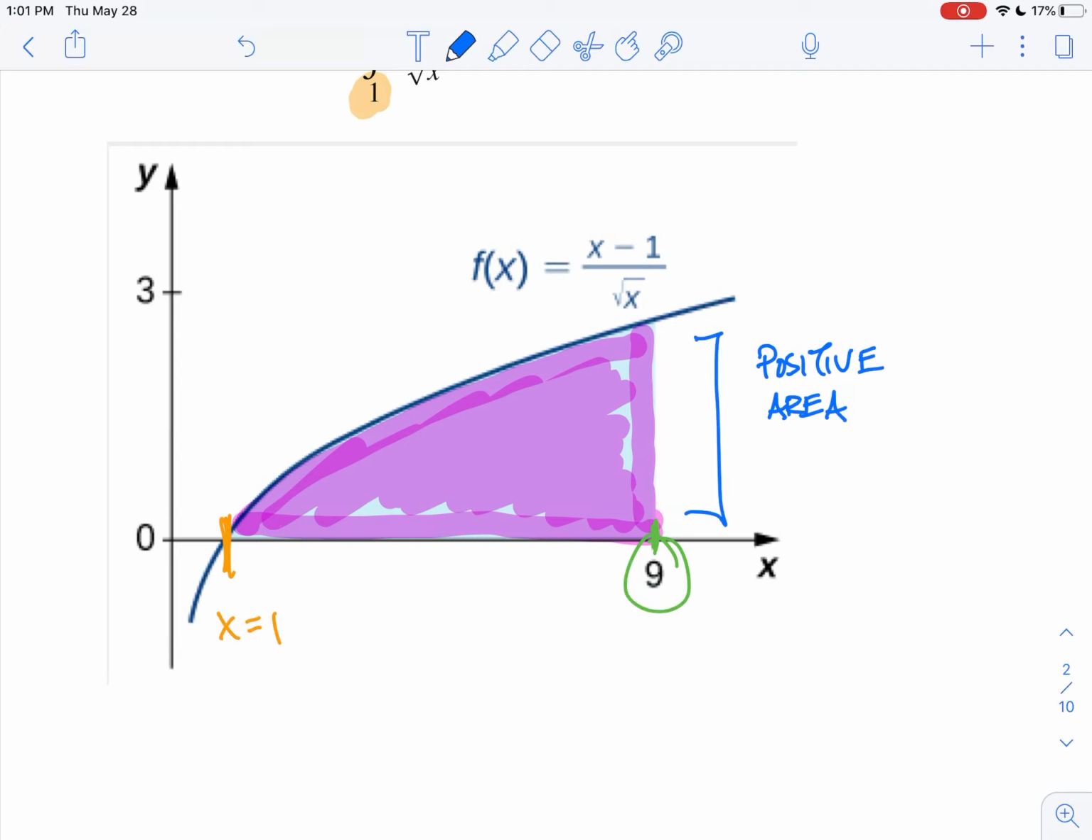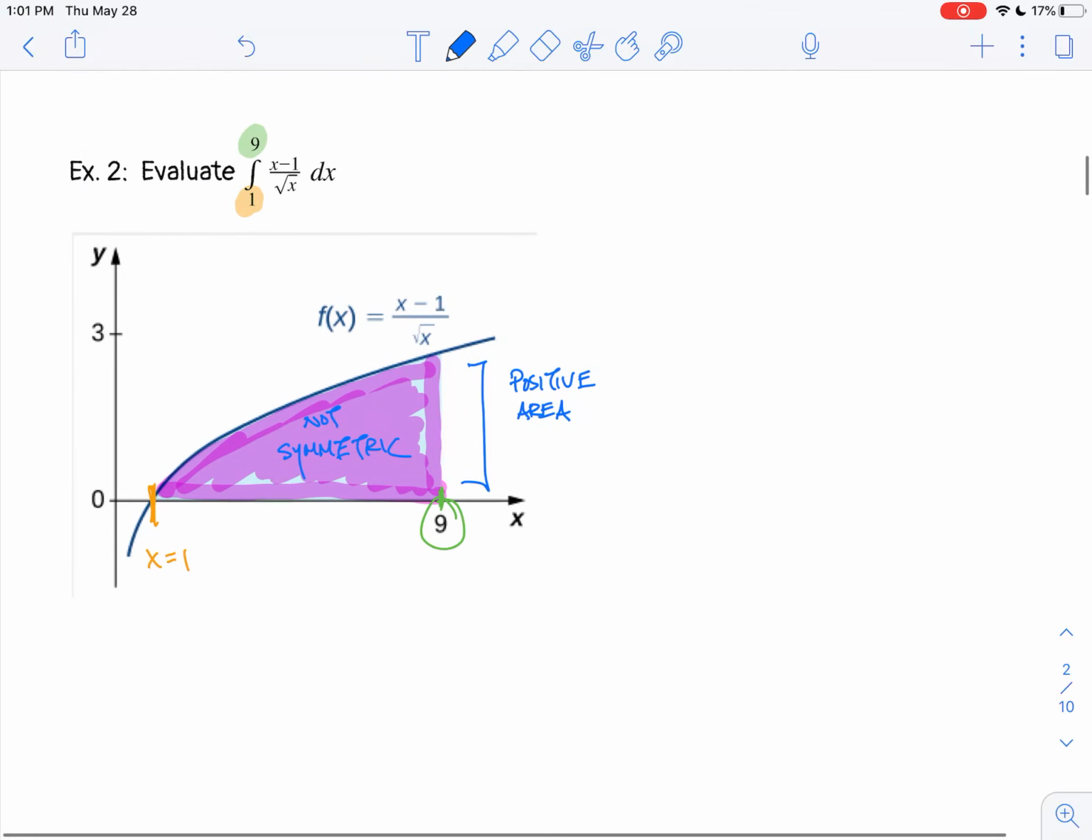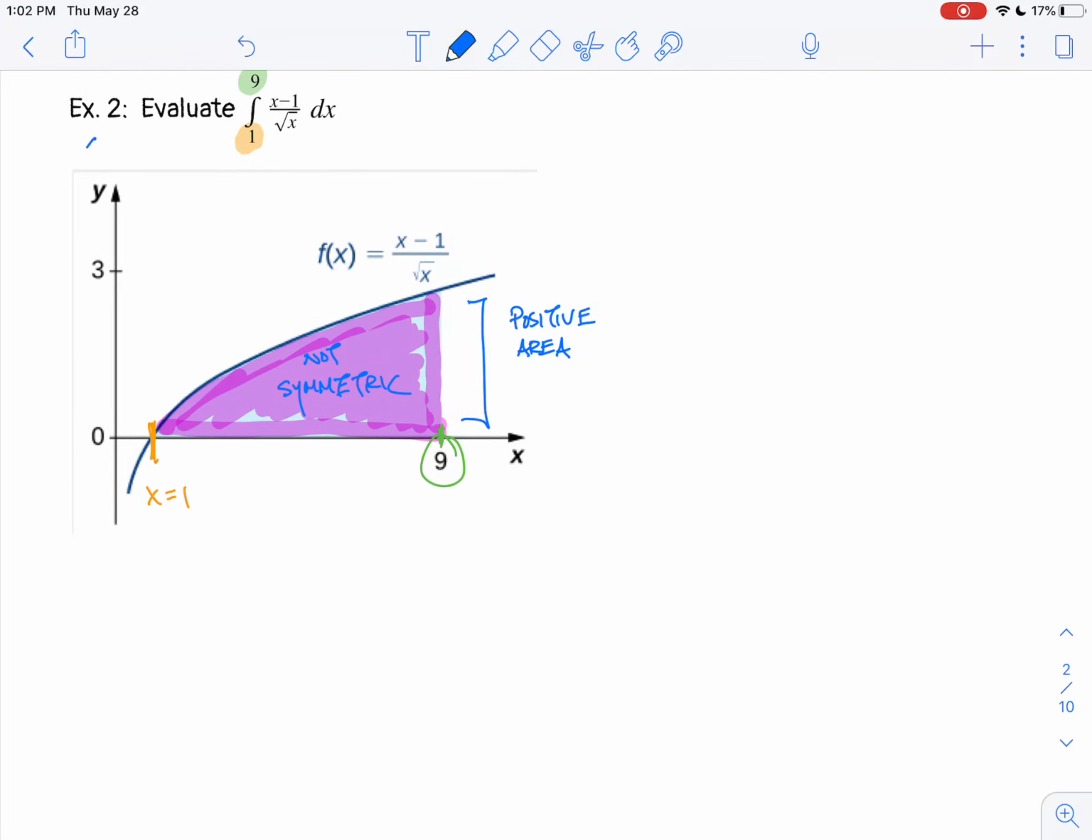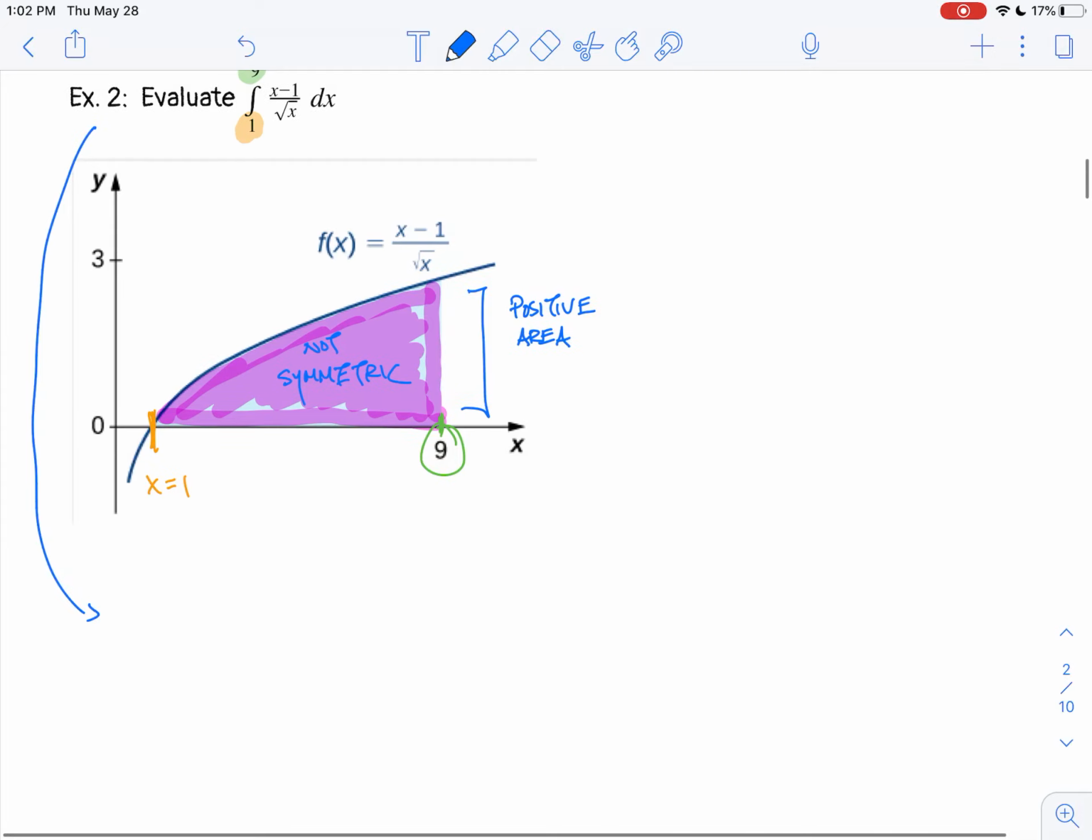The other thing I want to point out to you is that this shape is not symmetric. Meaning that I can't use the shortcut I finished the last video with, which is find half of the area and double it. I'm going to have to just use brute force and integrate and then plug in both bounds, okay? So let's get started. I'm going to go ahead and copy this problem down here. So we've got the integral from 1 to 9 of x minus 1 over the square root of x dx.